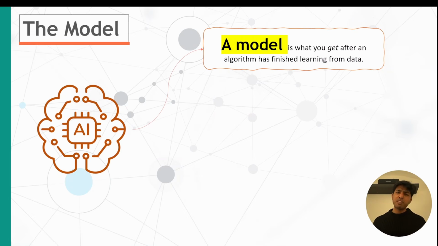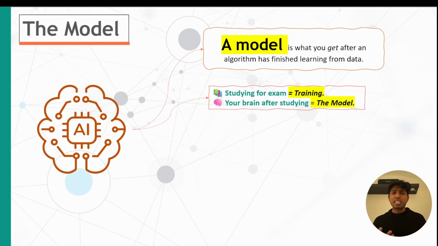Imagine you're studying for an exam for 6 months. You read some books, you watch some tutorials, you attend some lectures, and you learn a lot of data. Once everything is learned, your brain has all the information in it. That's nothing but a model. Your brain is like a model. Studying for an exam is like training your brain. And after studying everything, that's the model.